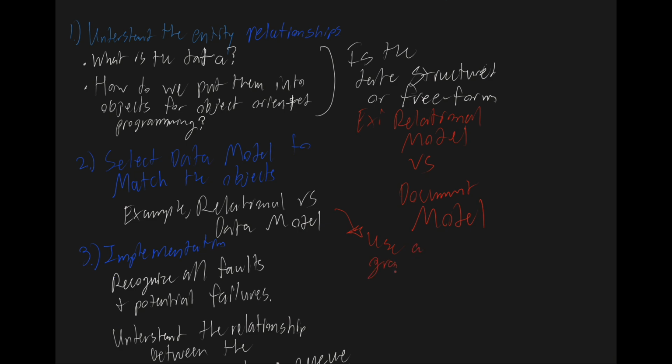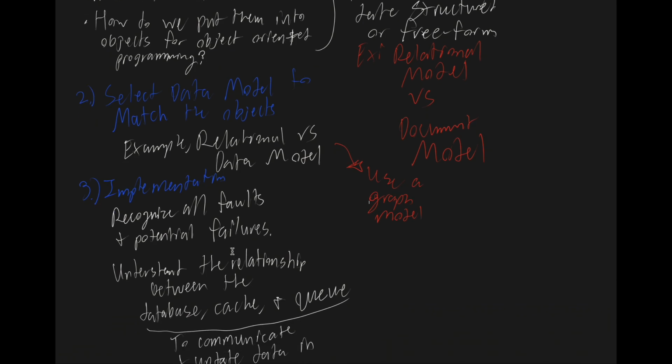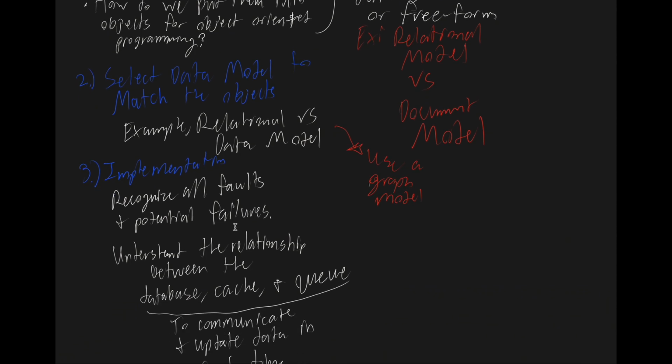Use a graph model. And then we figure out the implementation strategy. And remember, every single data system is always going to have a database, cache, and queue.